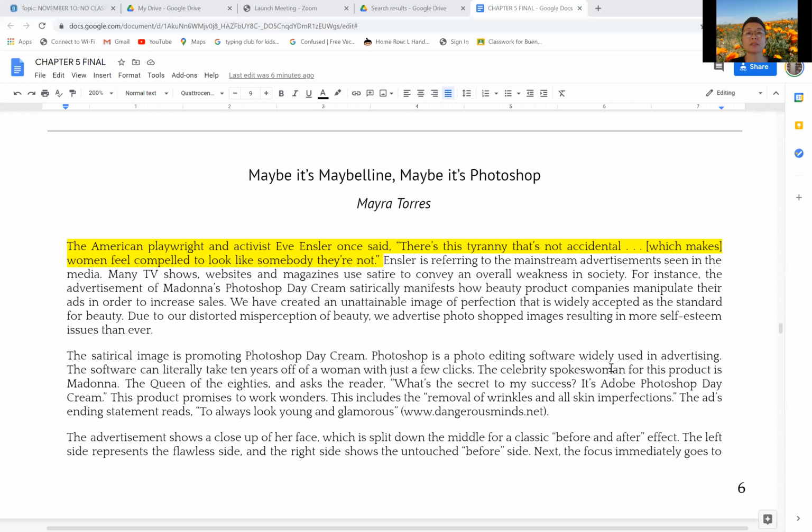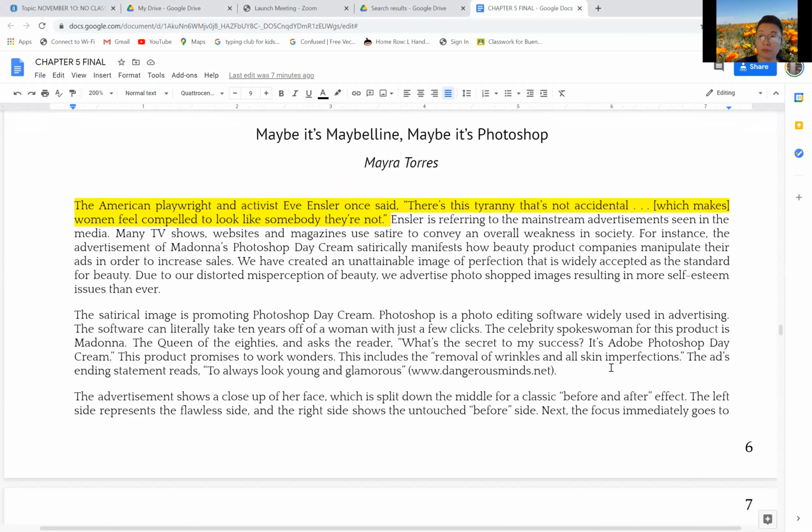Okay, so what I have here is an essay written by a student called Maybe It's Maybelline, Maybe It's Photoshop. If you have your textbook, Compose, Gearing Up for Writing in the 21st Century, that's going to appear on page 84, right? Chapter 5, page 84. All right, so let's take a look at how Myra Torres properly places her quote. She starts her essay out, wham, bam, right with the quote. So please pay attention to how she introduces the quote, how she places the quote, and how she justifies the quote. All right, so first she introduces the quote.